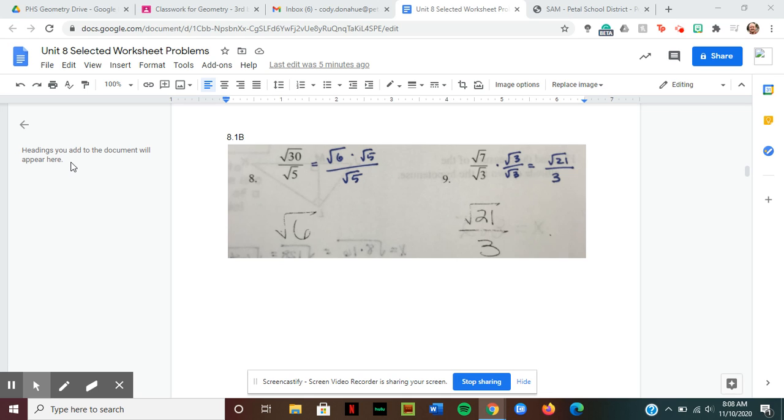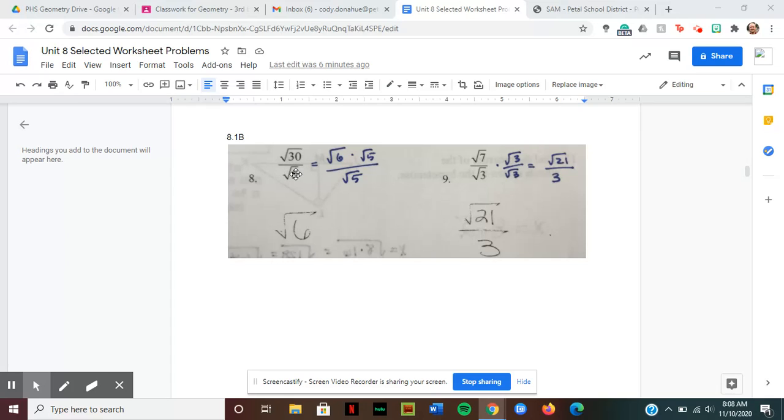So 8.1b, we're going to talk about dividing with radicals today. For number 8, I'm given the square root of 30 divided by the square root of 5. Whenever I'm dividing by radicals, if I want to fully simplify my answer, the thing I'm trying to go for is to get this radical, the square root, out of my denominator.